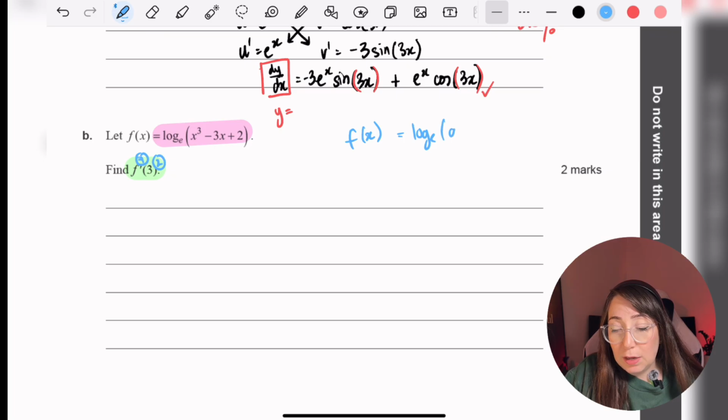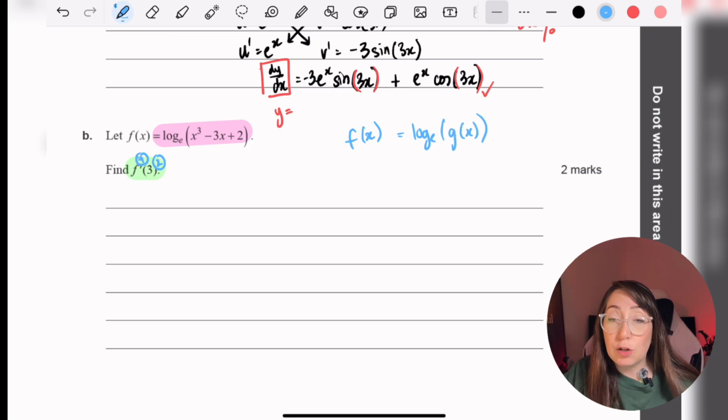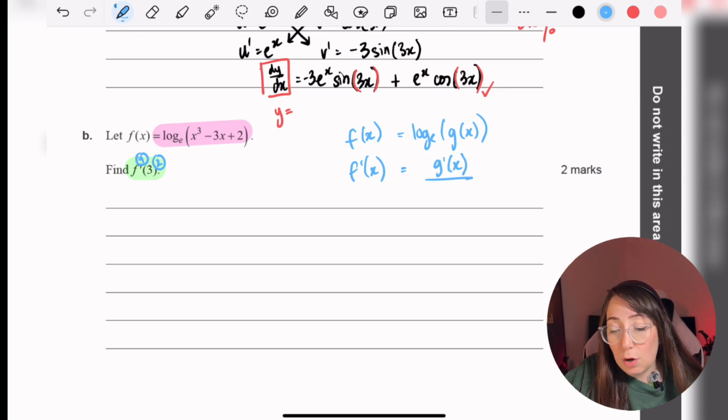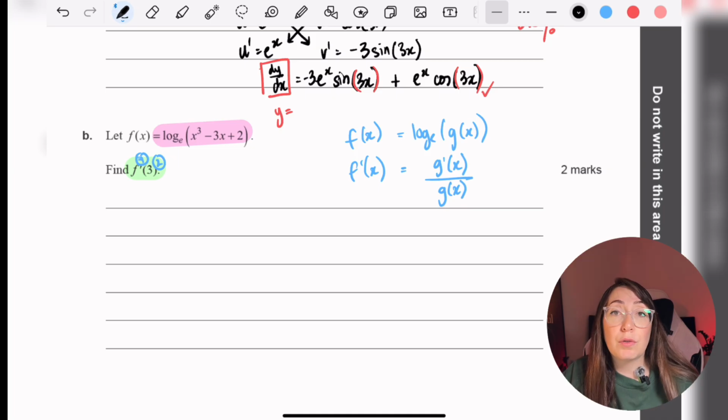So what I'm thinking of is log e of g of x is equal to, so when we do our derivative, it'll just be the derivative of the inside on the derivative of the outside. Now, whether you use this rule or just go through your normal chain rule method, you'll get the exact same answer, but this rule is obviously a lot quicker.